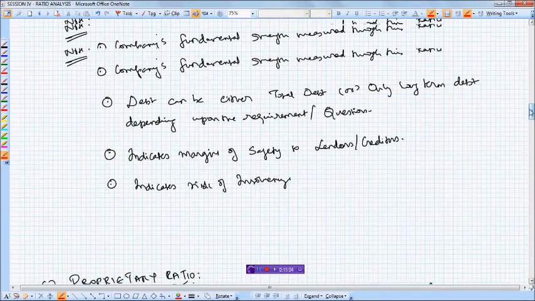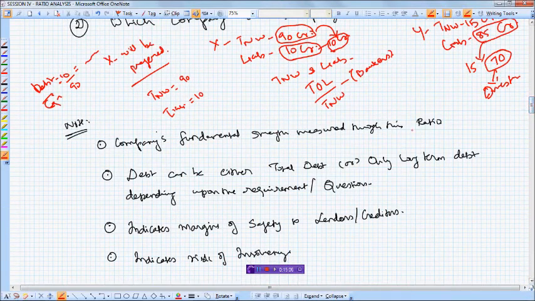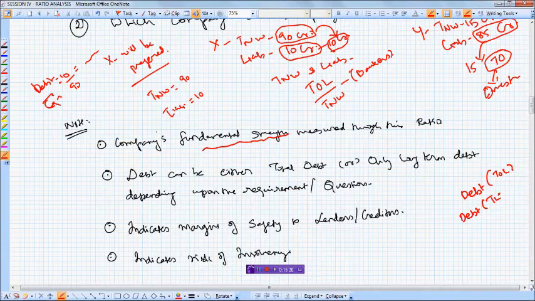Okay. So some notes are available. This ratio actually measures the fundamental strength of the company in its net worth. So in this ratio, I was saying debt. In practice, when they say debt, they mean all debts. I mean total liabilities. But for your examination purpose, debt can be total long-term debts alone. It depends upon the question.